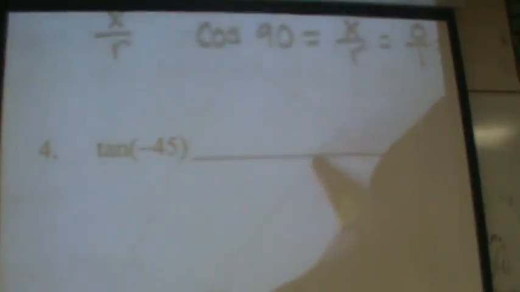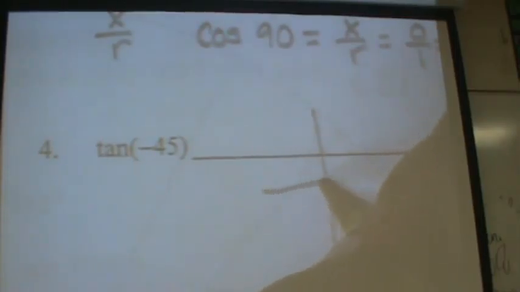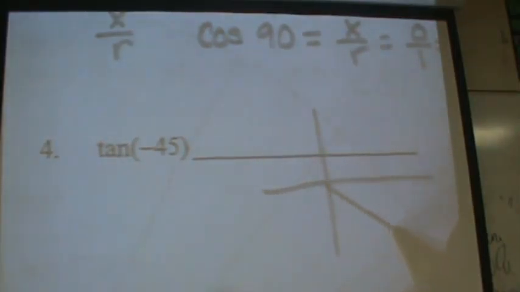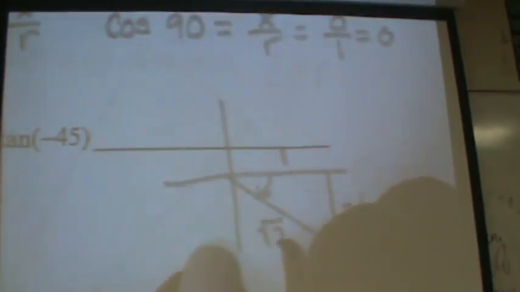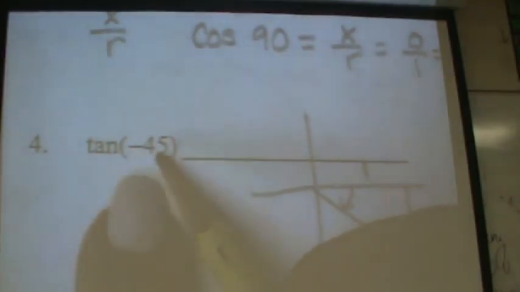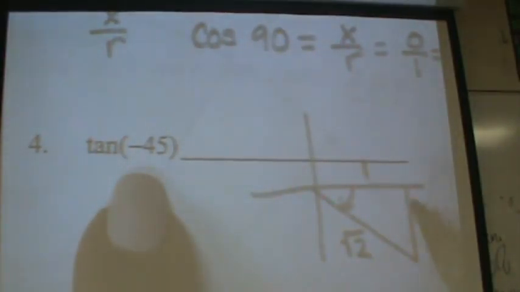Next one, -45 degrees. Where's -45? There's 45, negative 45 is right there. So name these sides. This would be negative 1, 1, root 2. Good. So what's the tangent? Tangent would be opposite over adjacent. So negative 1 over 1. Yep, that's it.